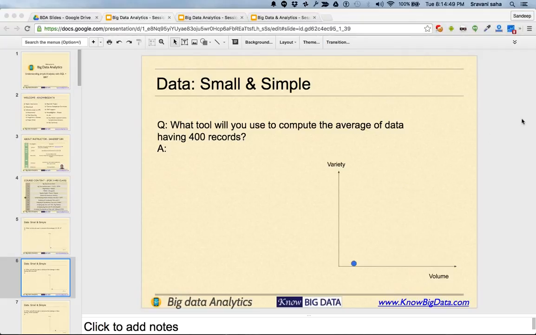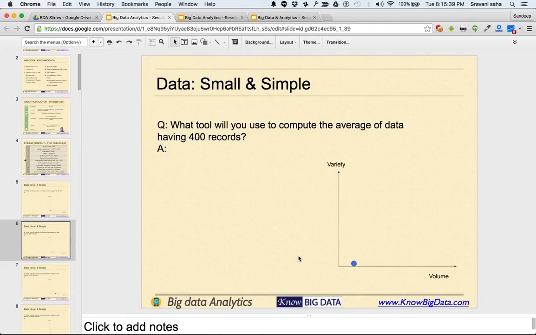Now what tool will you use to compute the average of data having 400 records? If you want to compute the average of say 400 numbers, how do you compute? Sum up all the numbers and divide by total numbers. Correct. So Sahib says Excel. Very good. Here the volume has increased a little but variety has not changed. When I say variety, it means the complexity of the problem. So in these cases, tools like Excel will be used.